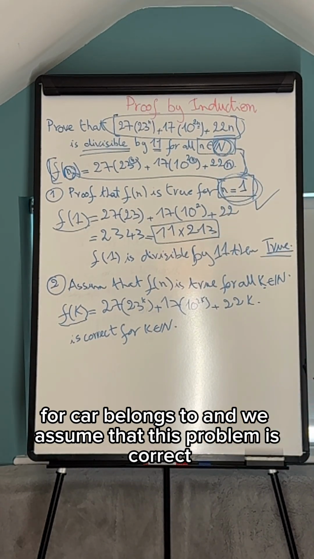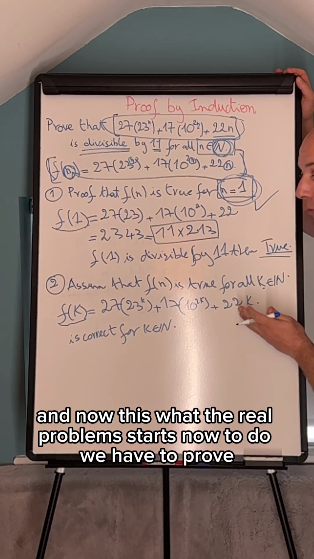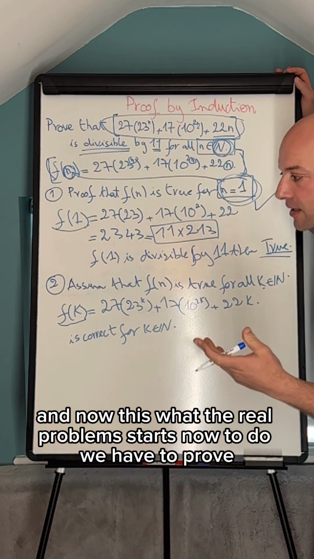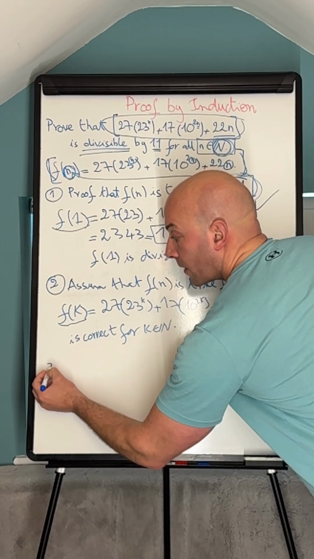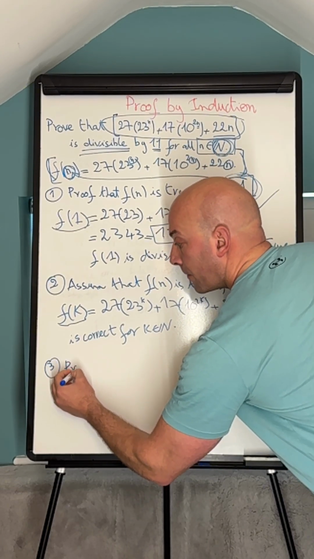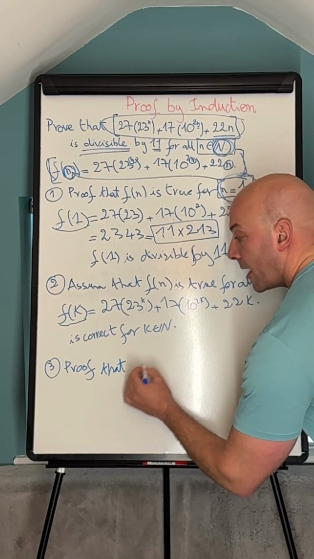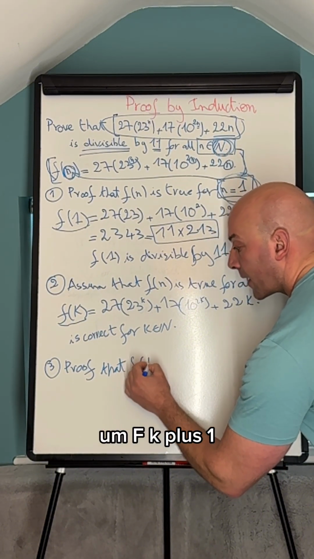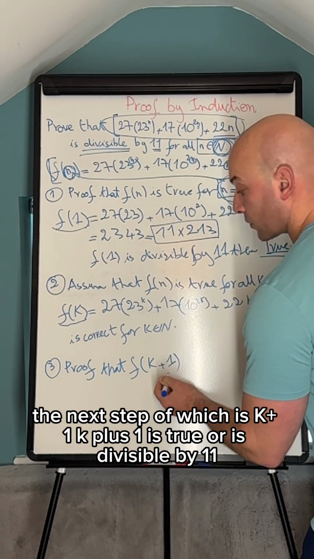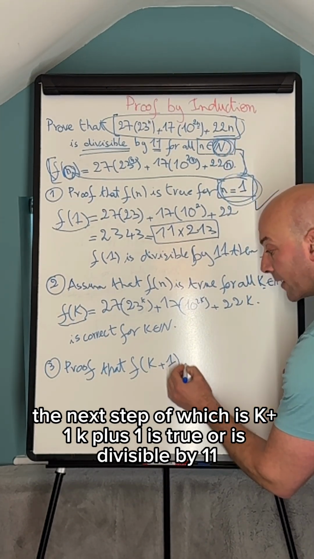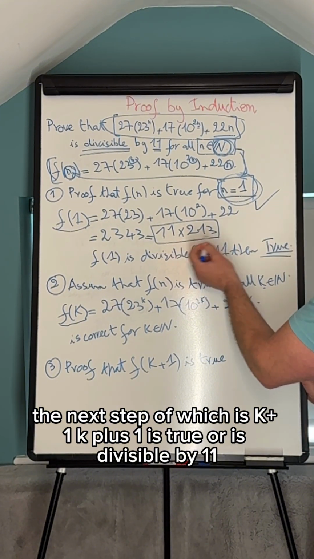We assume that this problem is correct, but we can't just stop here. Now this is where the real work starts. What we have to do now is prove that f(k+1), the next step after k, which is k plus 1, is true, or is divisible by 11.